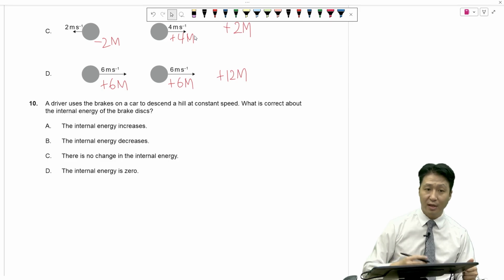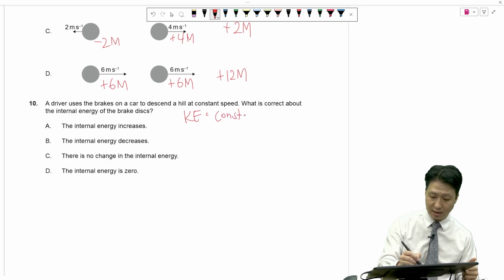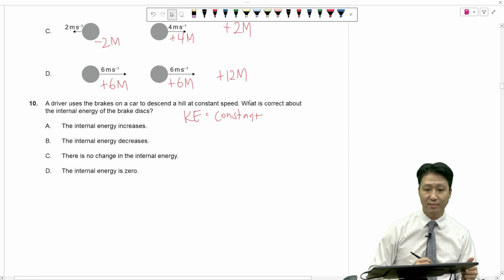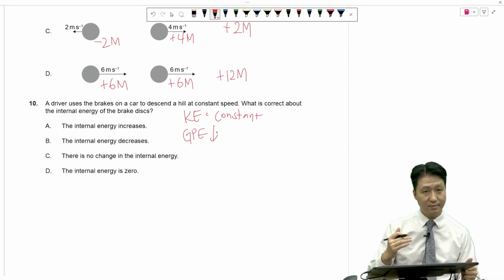Question number 10. A driver uses the brakes on a car to descend a hill at a constant speed. What is correct about the internal energy of the brake discs? So here's the thing. The kinetic energy is constant because the speed is constant. Next, the gravitational potential energy is decreasing because it's going down.